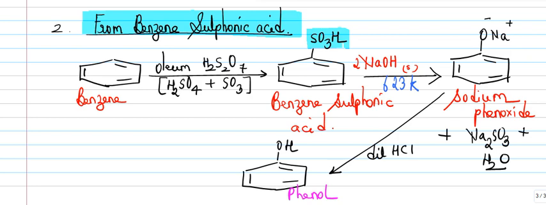Here once again we use a good leaving group, and SO3H here is our leaving group. It leaves and OH replaces it. This is also a kind of SNAr reaction in which OH replaces the SO3H group.